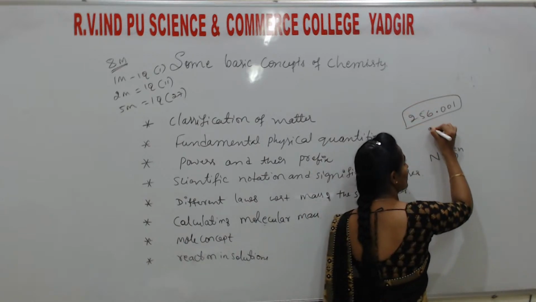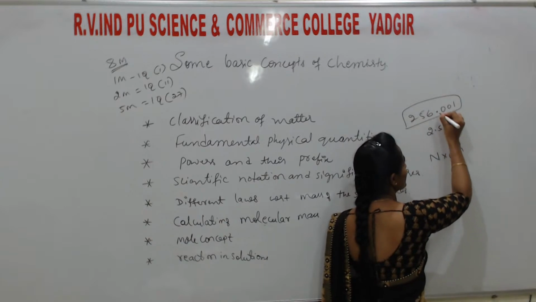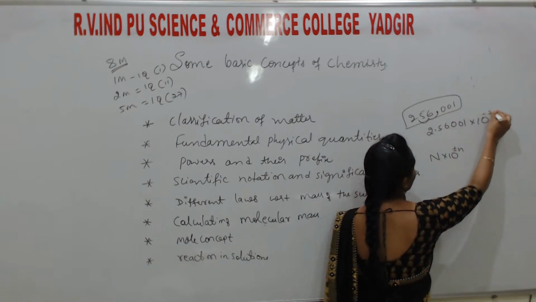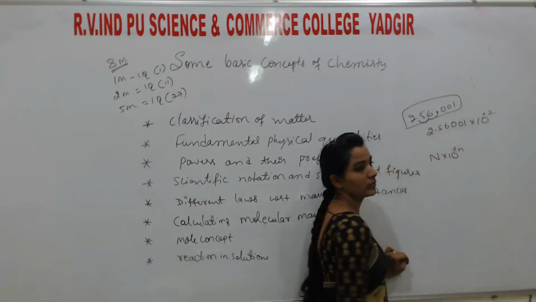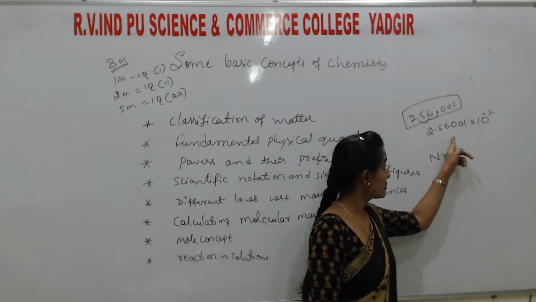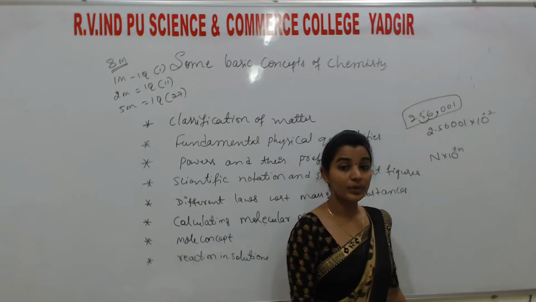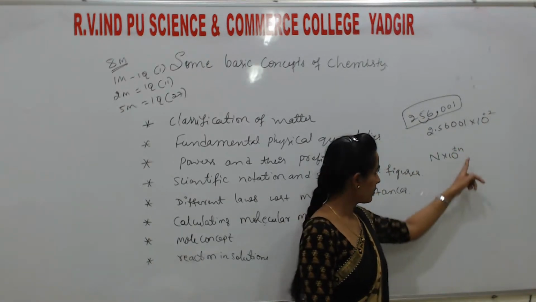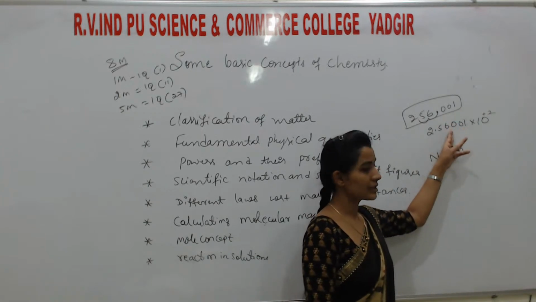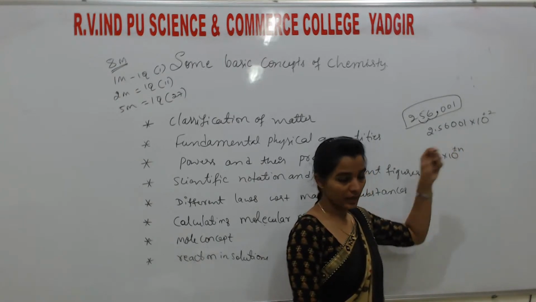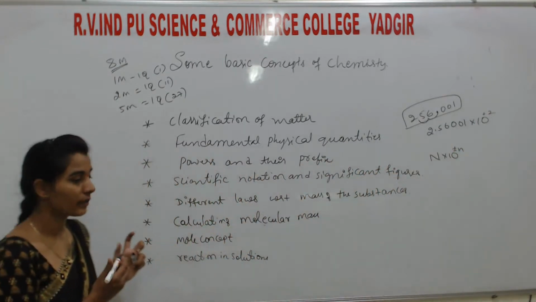If you write it as 2.56001 into 10 to the power of plus 2, the decimal is moving backward, that is plus 2. This will be scientific notation, representing in the form n into 10 to the power of plus or minus n. It may be plus or minus n, because if the decimal point moves backward it will gain plus, forward means minus. Later I will explain. Okay, these are the things involved that I am explaining.